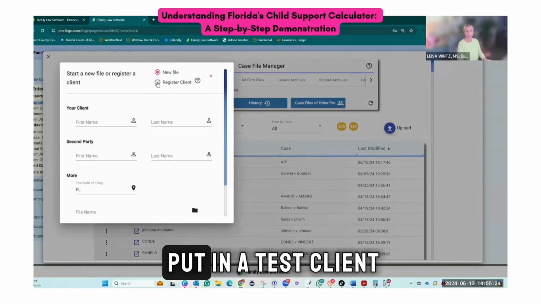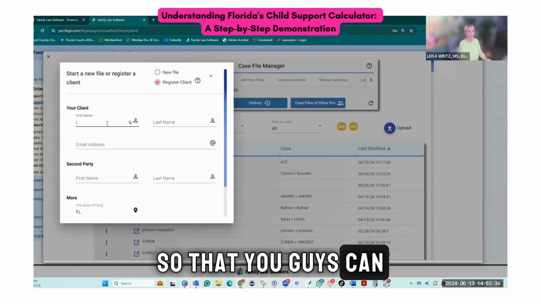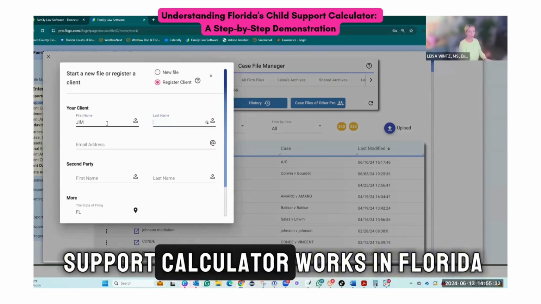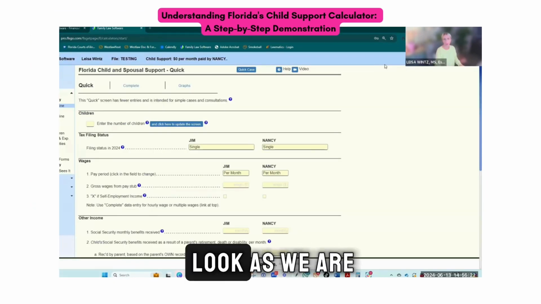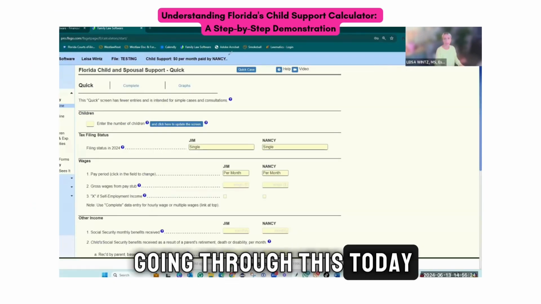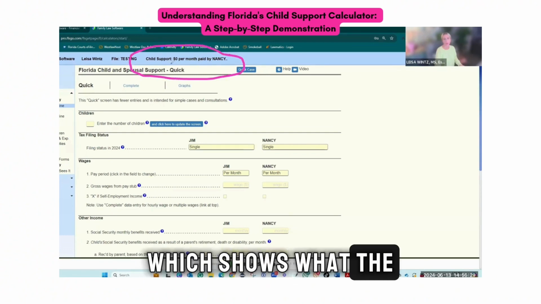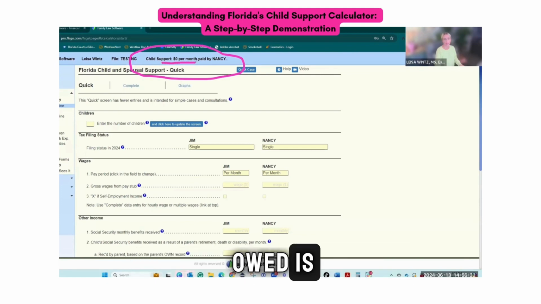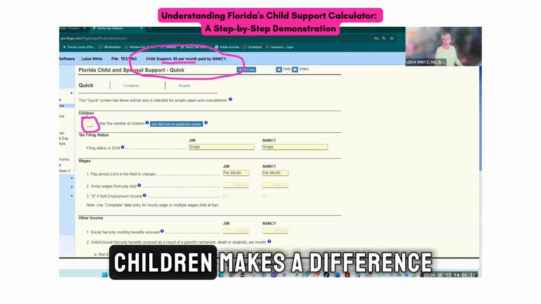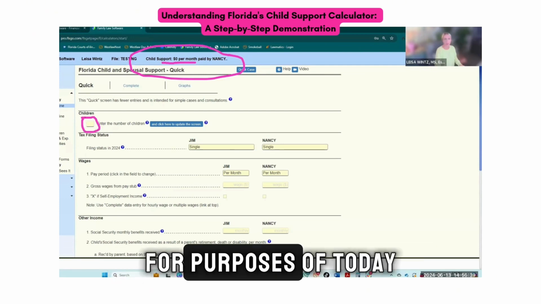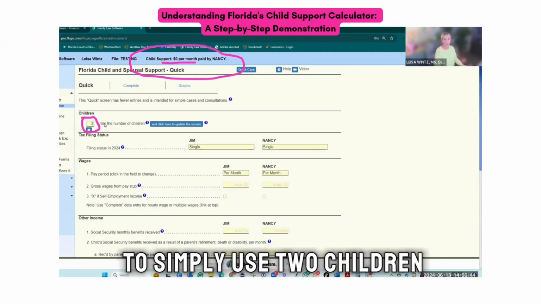We are going to put in a test client so that you guys can see how the child support calculator works in Florida. As you look as we are going through this today, notice this section up here at the top, which shows the amount of child support owed. You will also see that the number of children makes a difference. For purposes of today, we are just going to simply use 2 children.